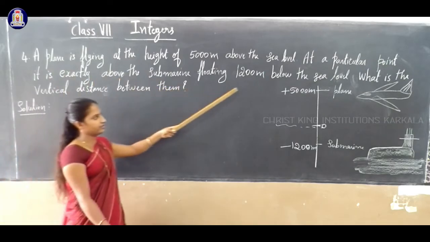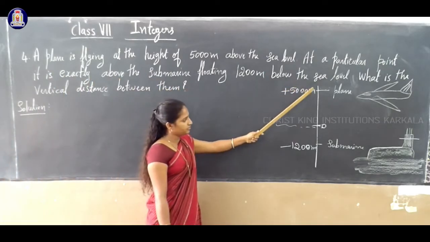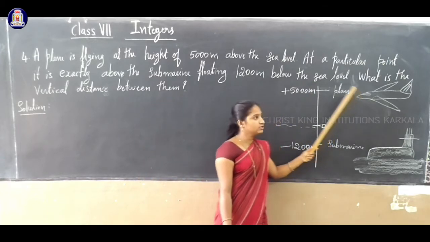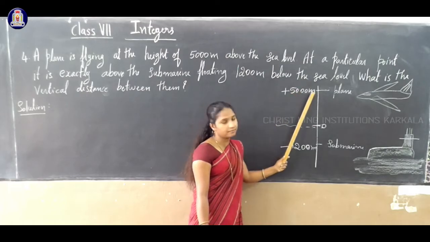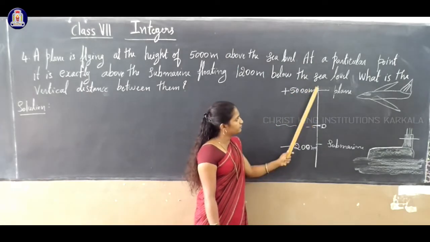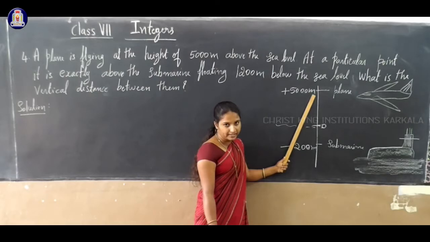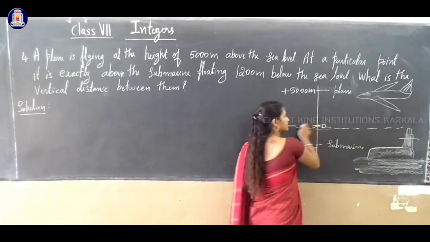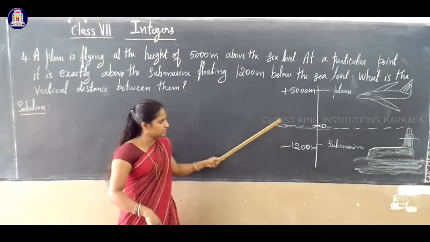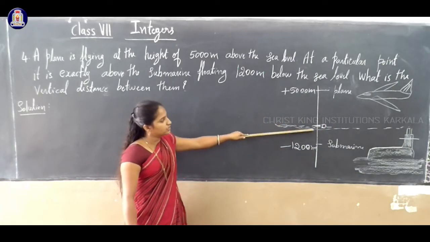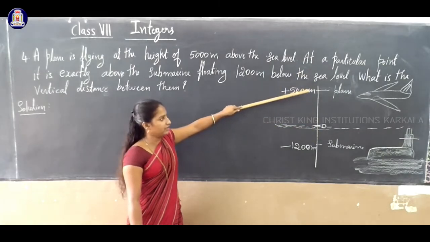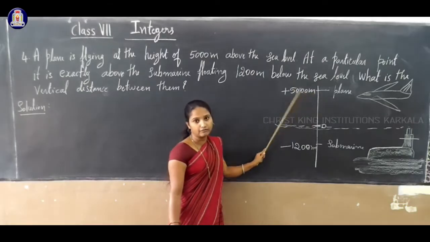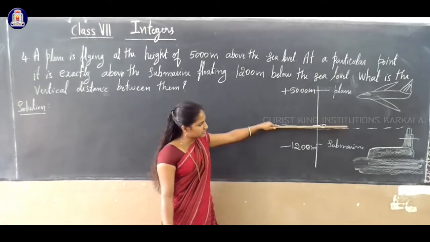See, this figure is given in the textbook. You have to draw it like this. Say here a plane is flying at a height of 5000 meter. The height of the plane is given as 5000 meter. You can imagine this is the sea level, or ground level. From above the sea level, the plane is flying at a height of 5000 meter.